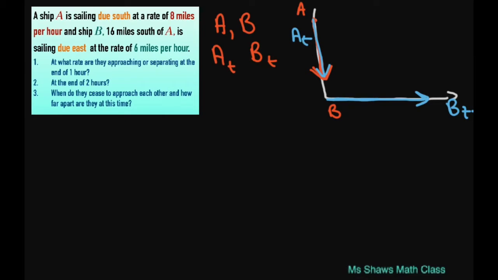Now, our distance is somewhere in between here and here. We don't really know right now, so we're going to find that. But we can set up the equation. We have B 16 miles south of A, starting at 16. Since it's south, this is going to be 16 minus 8t for your A value. And for your B value, it's just going to be 6t, because that's going 6 miles per hour, so it's going to the right. Since A is going down, you're subtracting like that. All right, so that's a bit of the setup.